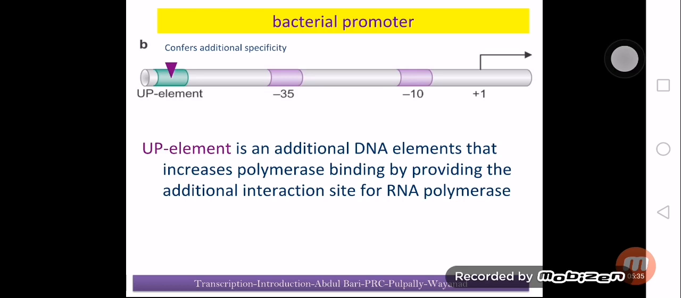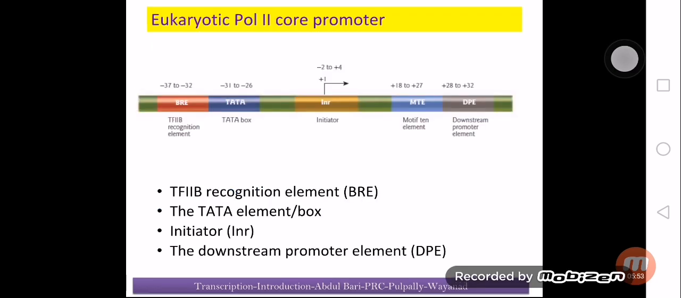weak promoter. So in short, in bacteria we have discussed one at -10, one at -35, and one still further upstream of the -35, which is called the UP element. And this is what we see in the eukaryotic system.